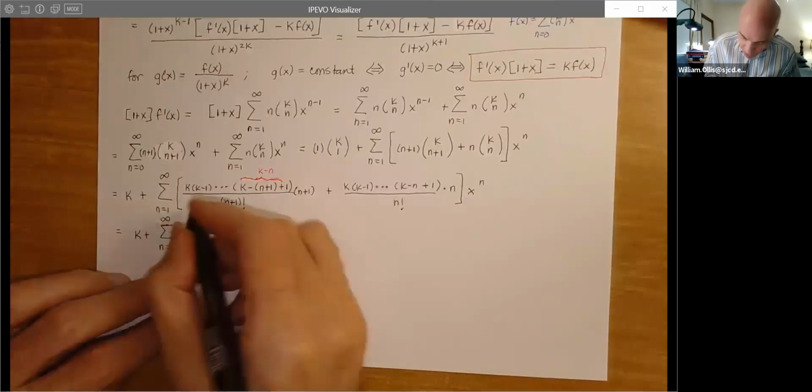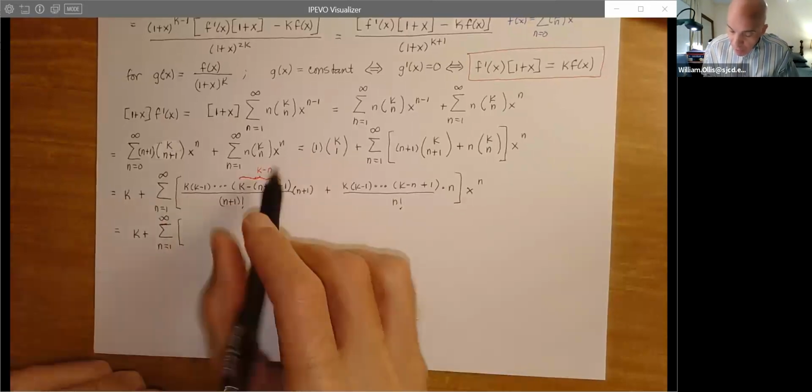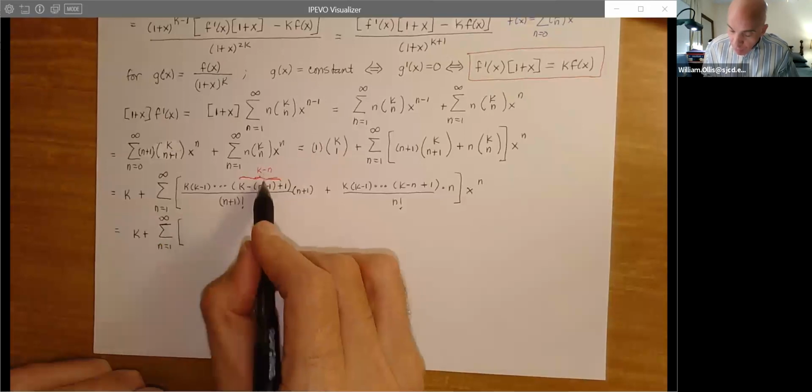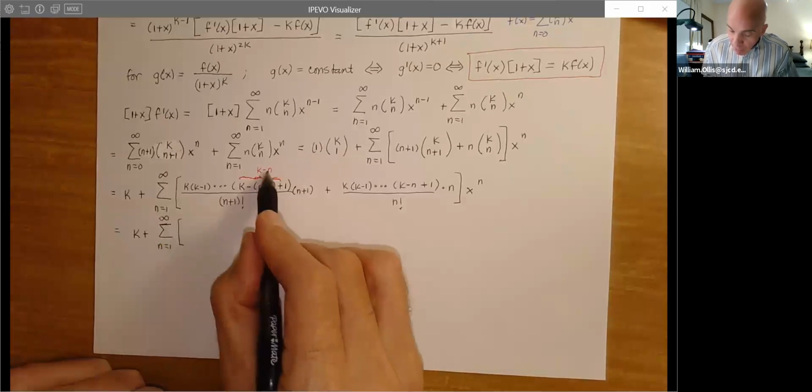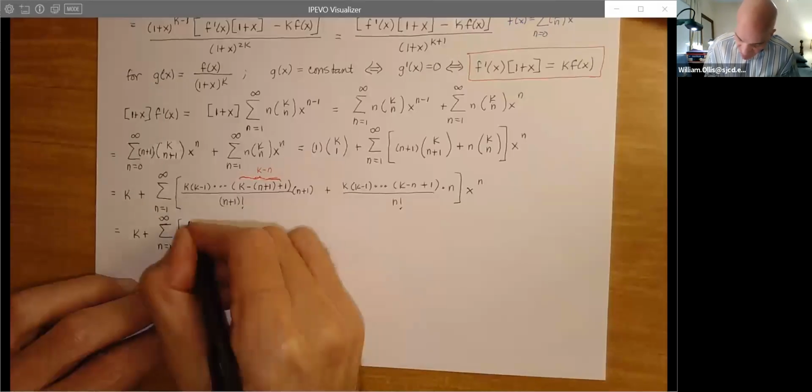And then we're just going to factor this, but I want to write this out. So notice here, we've got the term right before this is 1 bigger. So we have k minus n plus 1, which is right there. So let's go ahead and write that in.